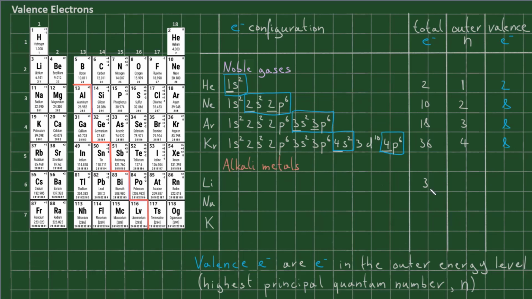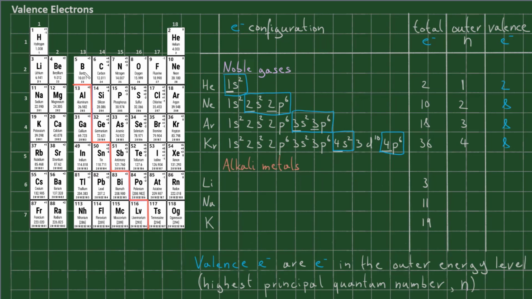Sodium has 11 protons, therefore 11 electrons. Potassium has 19 protons, therefore 19 electrons. What about the outer N, the outer principal quantum number or the outer energy level? Can I do that without the electron configuration? Well, the answer is yes. Once again, I can use the periodic table to give me this data.